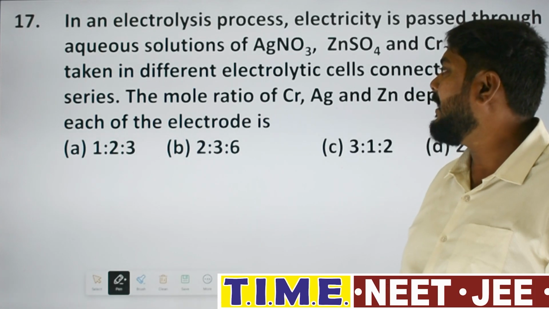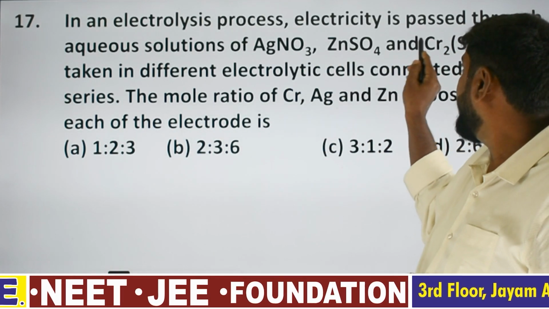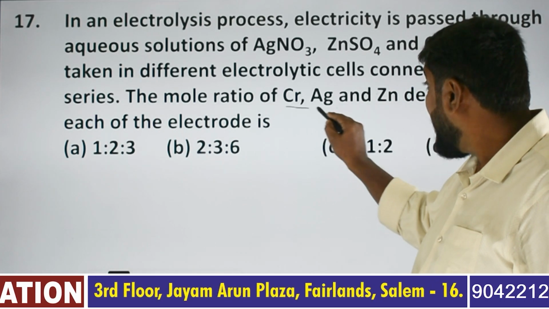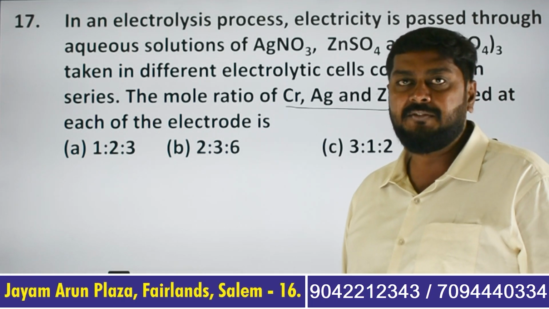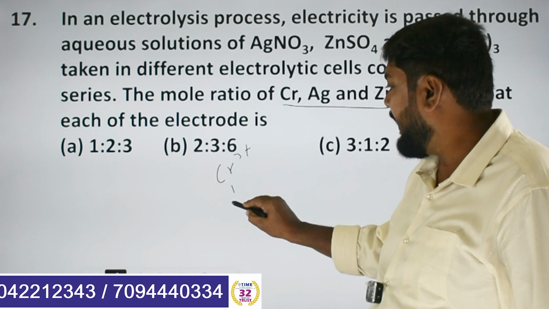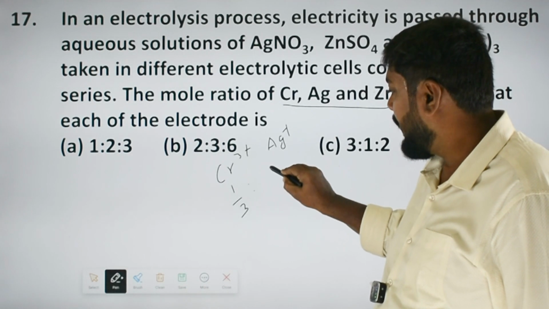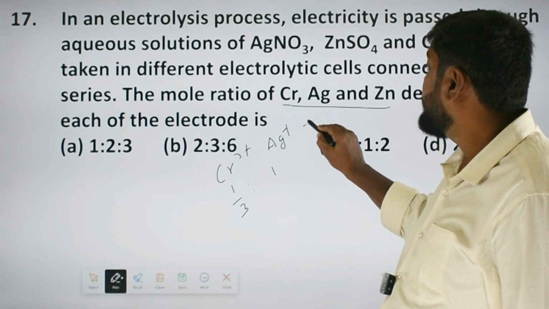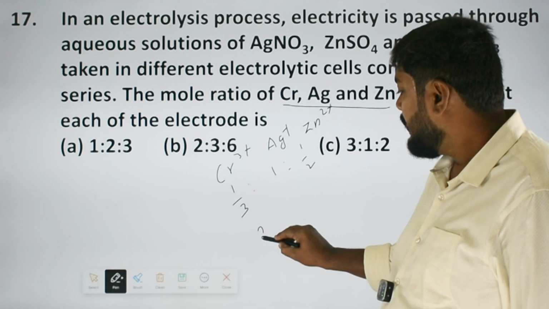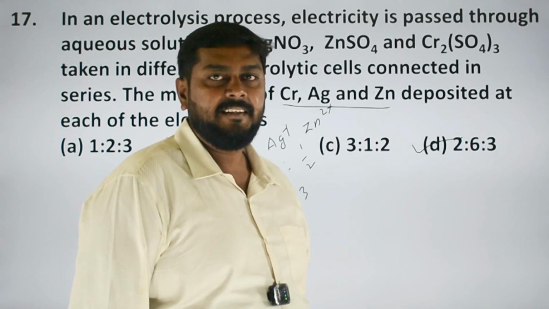Okay, so what have they asked us? You are given that the same current is passed through silver nitrate, zinc sulfate and chromium sulfate, right? What is the mole ratio of Cr, Ag and Zn? As we all know, Cr will be in Cr3+, hence it will give 1 by 3, and Ag will be in Ag+, so 1 by 1, and zinc will be in Zn2+, hence 1 by 2. So we will be getting 2 is to 6 is to 3, that is your option D, right?